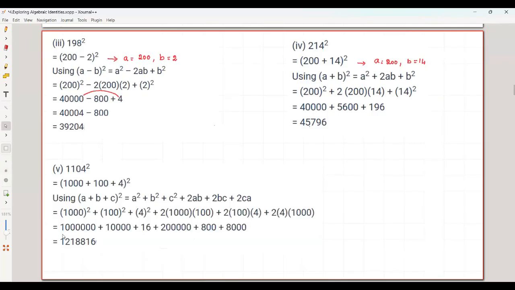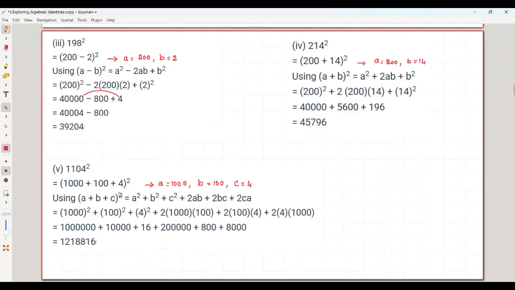So I'm taking 1,104 as (1,000 plus 100 plus 4) the whole square. This will be easy. I'm going to use the formula (a plus b plus c) the whole square. Here a is 1,000, b is 100, and c is 4. So write the formula and replace the values.